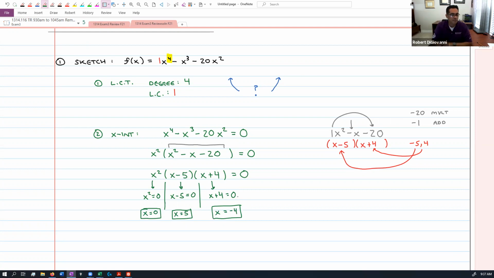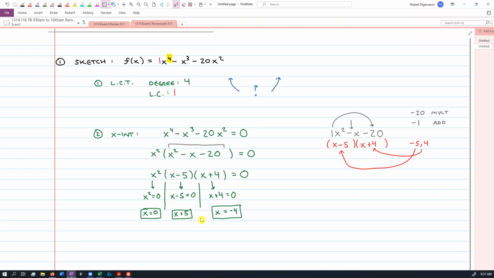What's next? Figuring out if it crosses or bounces. Yeah, we have to figure out, these are our x-intercepts, right? These are dots on our x-axis. We want to know if our graph is going to cross through at those points or bounce. So what do I look at to determine that, bouncing or crossing? The multiplicity of the factors. Of the factors, exactly.